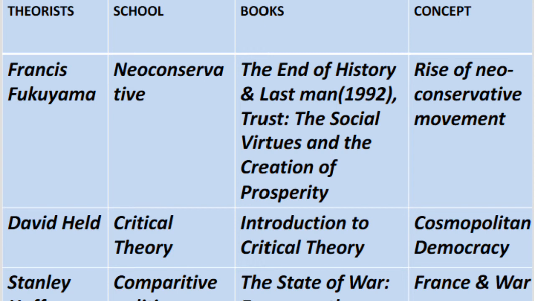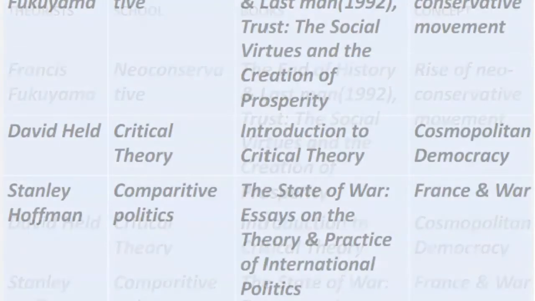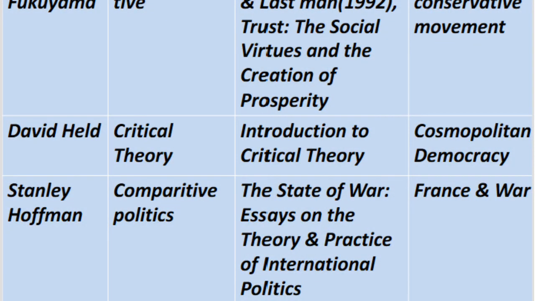Next one is David Held. David Held is also a prominent international theorist. His important book is Introduction to Critical Theory. His important concept is cosmopolitan democracy. Next one is Stanley Hoffmann. Stanley Hoffmann is a comparative politics theorist. His important book is The State of War: Essays on the Theory and Practice of International Politics. Important concept related to France and war.